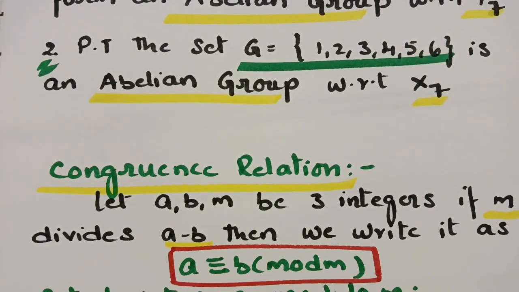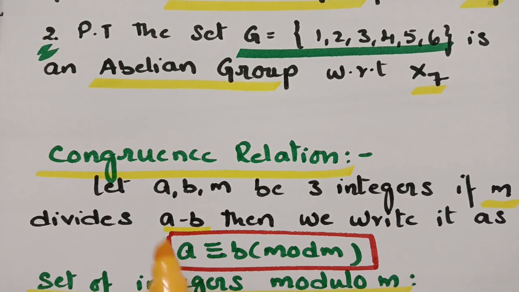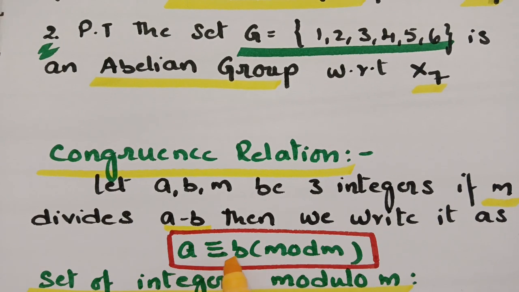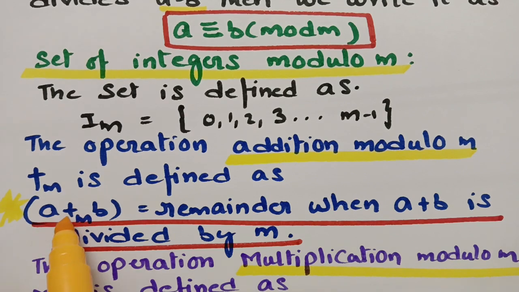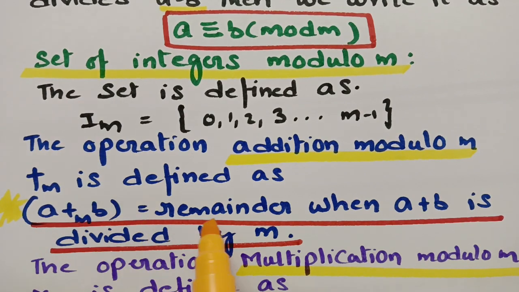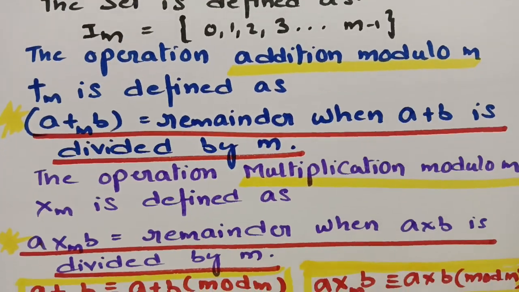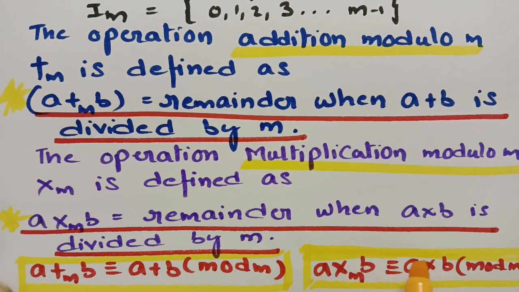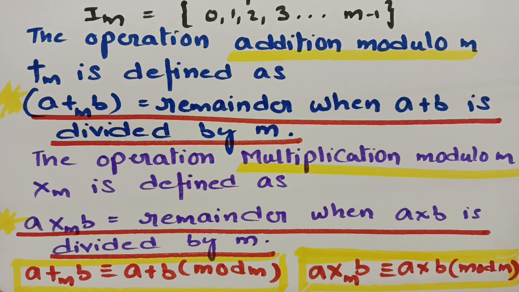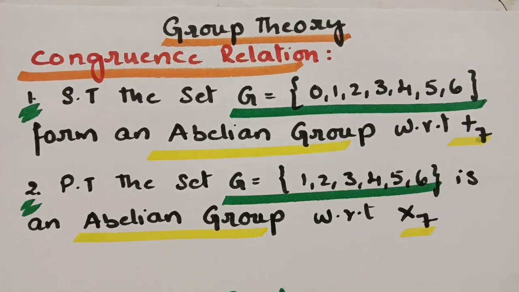So coming to the congruence relation, when we have three integers a, b and m, and m divides a minus b, this can be written as a congruent to b mod m. And coming to the addition modulo m, a +_m b is nothing but the remainder when a plus b is divided by m. And the multiplication modulo m is the remainder when a into b is divided by m. And let's get started to solve this.